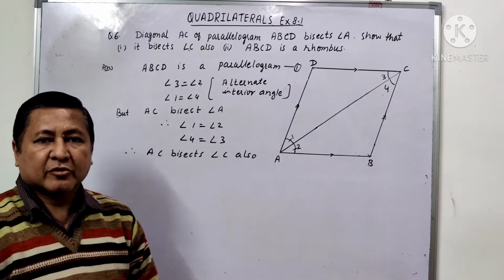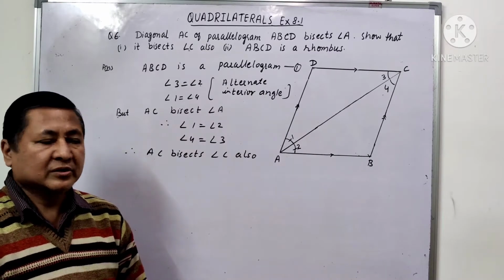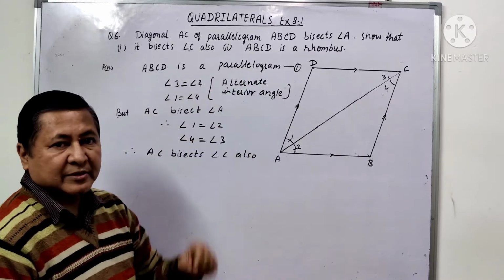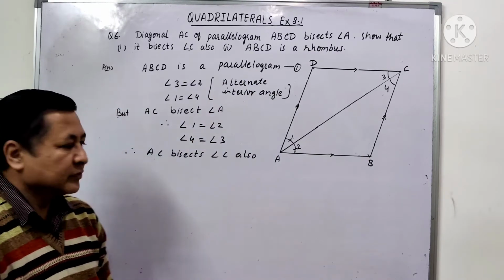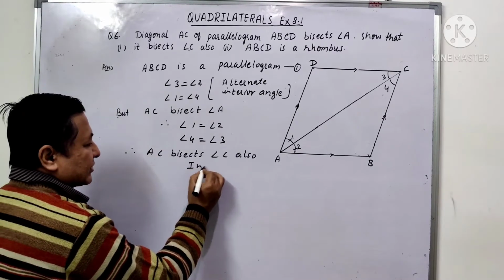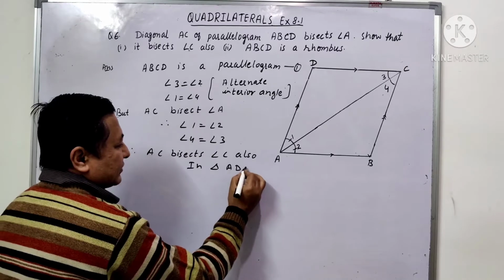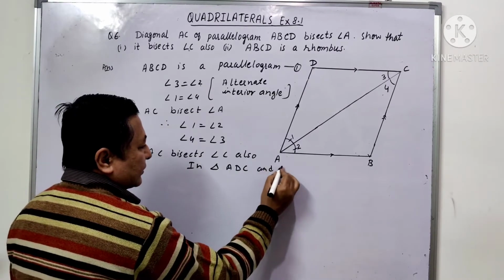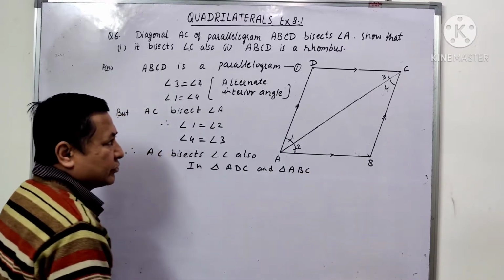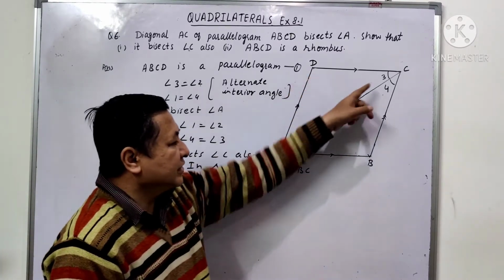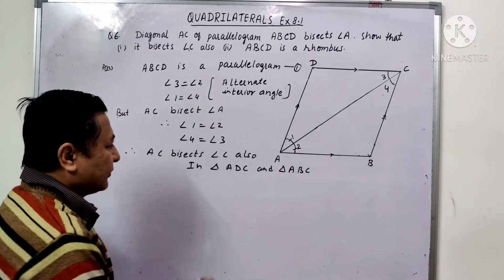Now we have to prove that ABCD is a rhombus. According to the definition of rhombus, a rhombus is a parallelogram whose adjacent sides are equal. It is already given that it is a parallelogram, so we need to prove that the adjacent sides are also equal. For that, we will take the triangles ADC and ABC. These two triangles we are going to prove congruent.